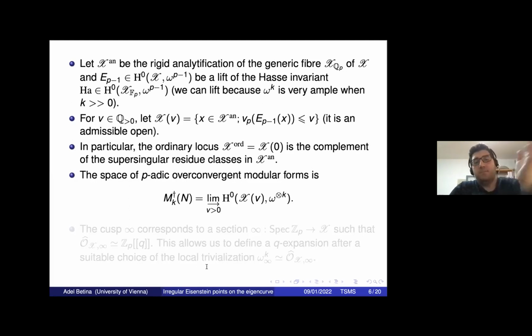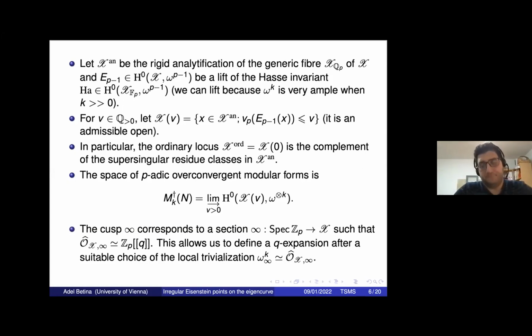And you can define the space of p-adic overconvergent modular forms as the limit of the global sections of omega^k on X_v. Somehow you can think of them as sections on X, and you can extend them a little bit into the supersingular disk, in some annuli. That's the picture. And you can also define an abstract q-expansion.